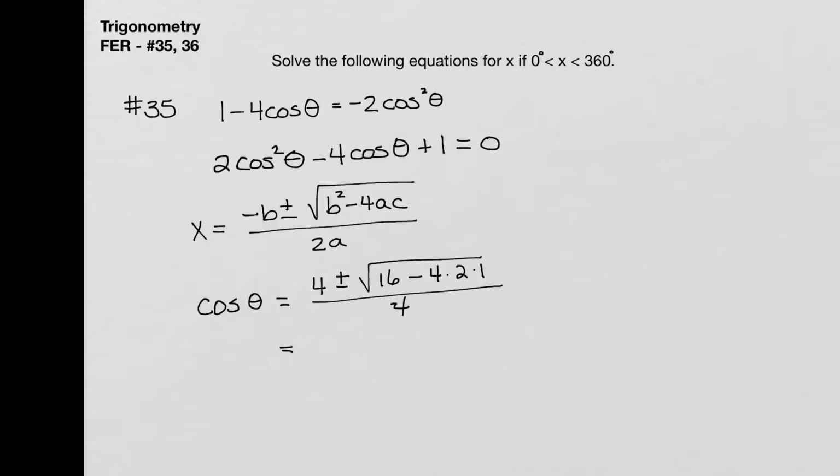So now I can simplify this, and I've got 4 plus or minus 16 minus 8, that gives me 8, so it's 4 plus or minus the square root of 8 over 4. Now I can simplify this. I could turn 8 into 2 square roots of 2, but to be honest, it doesn't matter because it's still not going to be something that I can say, oh, of course, then theta must be this angle, whatever it is. So I'm going to need to put this into the calculator and take the inverse cosine in order to find what my angles are.